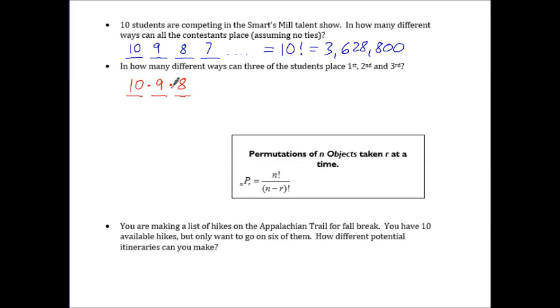And there's also a formula that we can use. It's permutations of N objects if we take only R of those N at any given time. And the formula for this is down here. And it's n factorial divided by n minus r factorial. In our example up here, that would be 10 factorial divided by 10 minus 3 factorial.